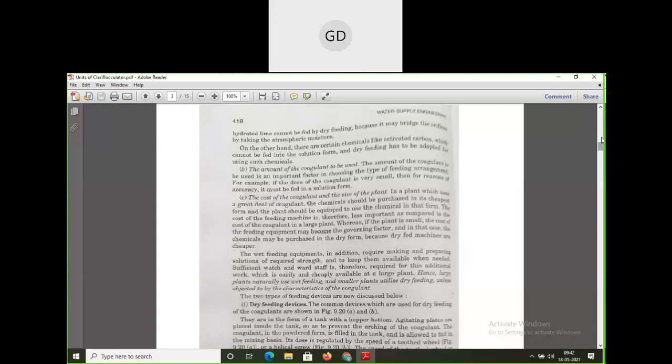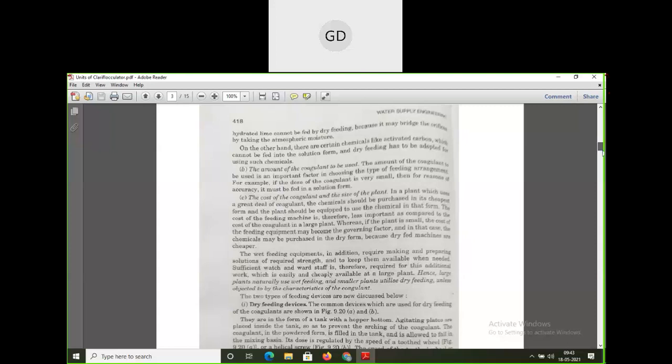If the plant is small, the feeding equipment does not become the important factor. The important factor will be the chemicals which you are using. So if the plant is small, you use chemicals in the dry form. These are all the factors for your feeding devices.